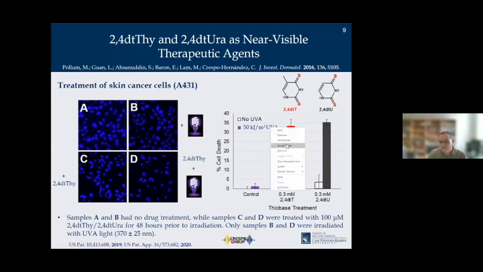We can quantify, apologize for that, we can quantify the efficiency of cell death. And so with a small dose, this is equivalent to about 3 minutes of low intensity UV light exposure to the tissue, we can significantly reduce the proliferation rate of the skin cancer cells.